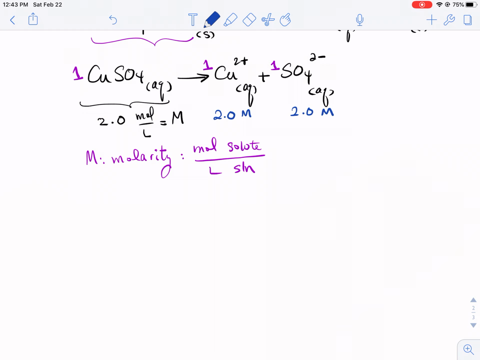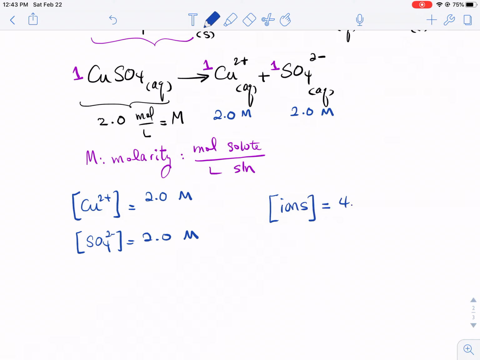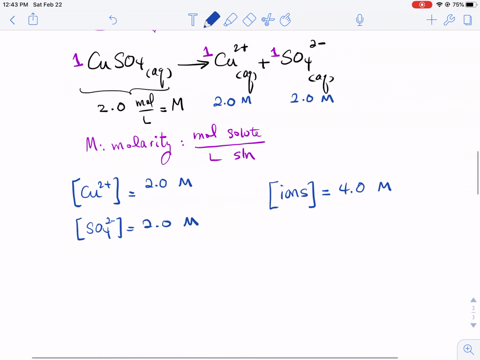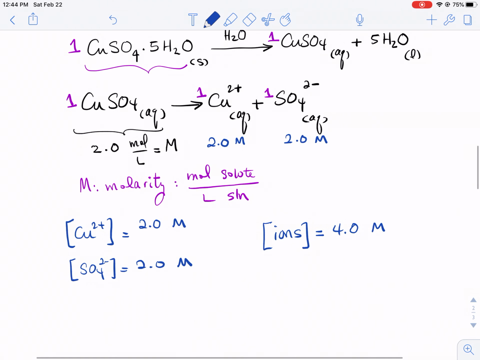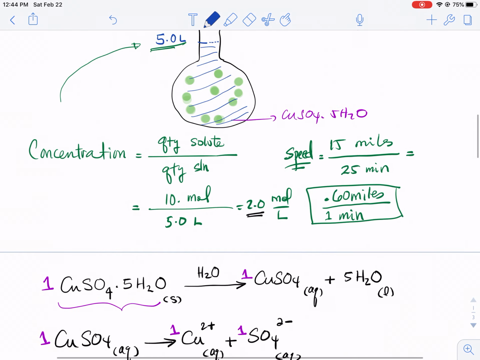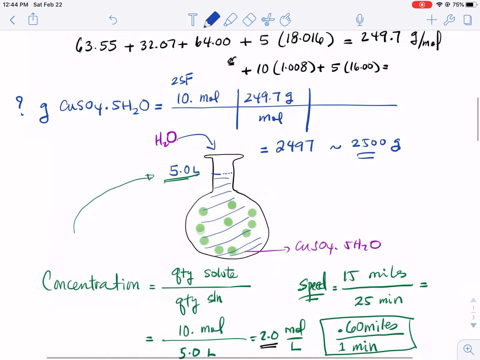So you can write it as molarity of, use brackets for molarity. Molarity of copper ion is 2. Let's just put capital M. Molarity of sulfate ions is equal to 2. And if you were to just say molarity of ions, this is the total molarity of ions, is 4, because you have 4 moles of ions, 2 of which are copper, 2 of which are sulfate, in 1 liter of solution.